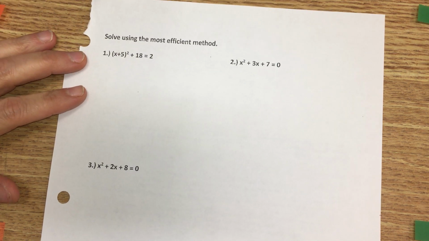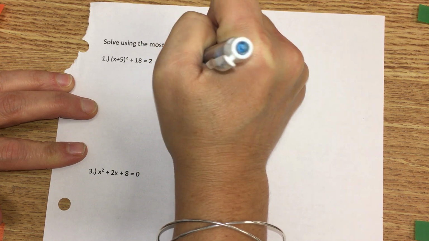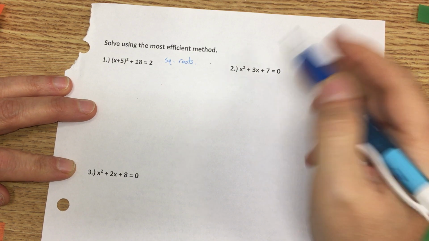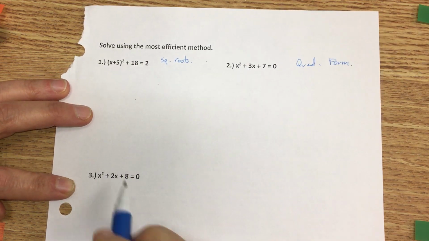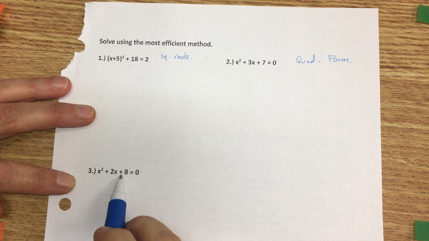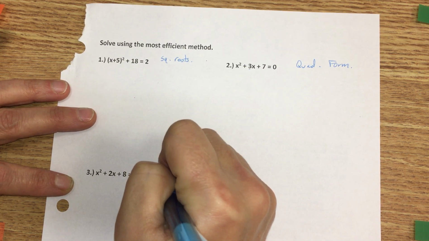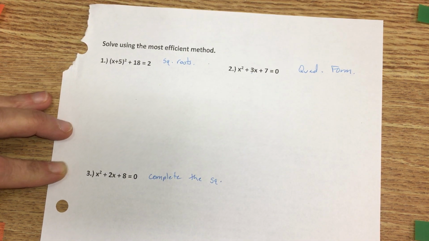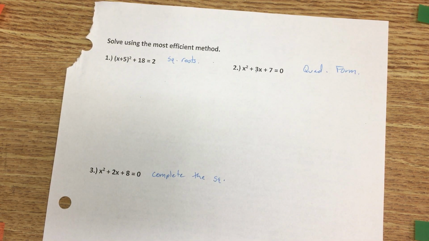Okay, hopefully you have paused the video and you've had a chance to talk and you've decided that number 1 would be a good one just for square roots. You looked at number 2 and you were like, well, it doesn't factor, and this is an odd number, so this one is getting quadratic formula. And hopefully for number 3, you realize, well, it doesn't factor. And I know that some of you are thinking, but 4 and 2, but 4 and 2. But it's not negative 8. They both have to be positive, and 4 plus 2 is 6, not 2. Boo-hoo. So this one, we're going to complete the square.